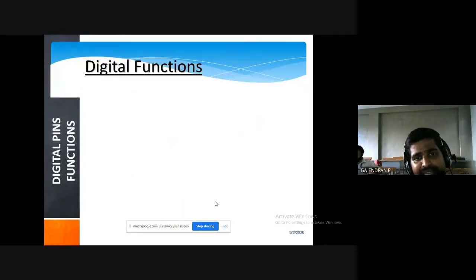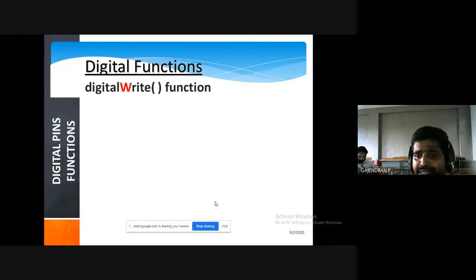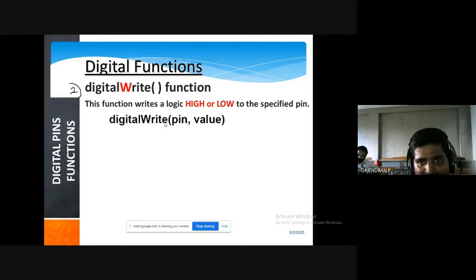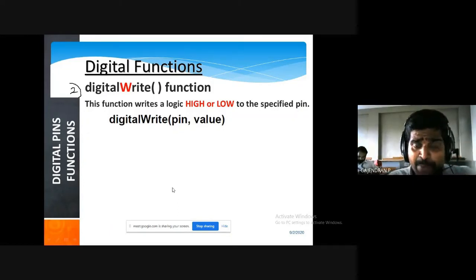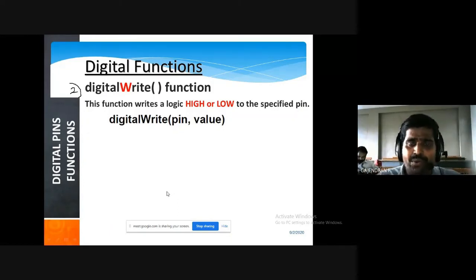Okay, then other functions: how to make the particular pin logic high or low. For digital pin functions, we have a few functions, write function and read function. The very first one we are going to see is the write function. This is the second syntax. Please make note of it. digitalWrite, pin number, comma, value. Very simple.